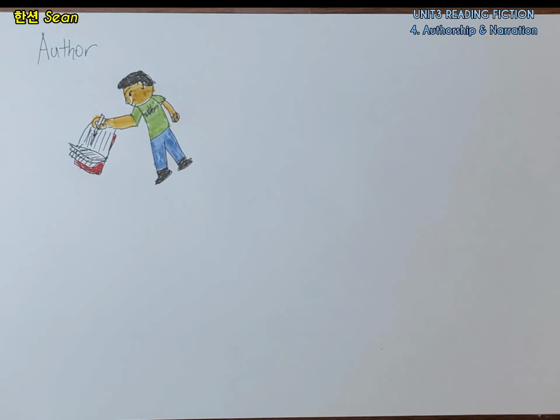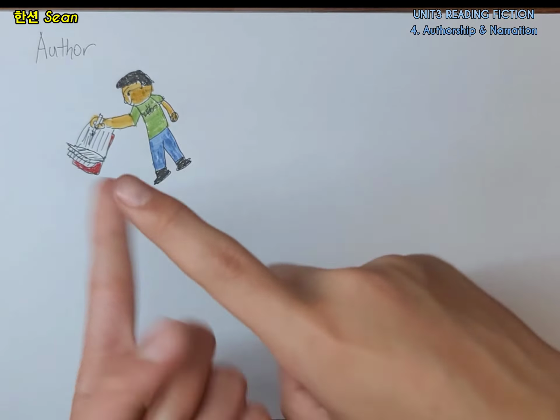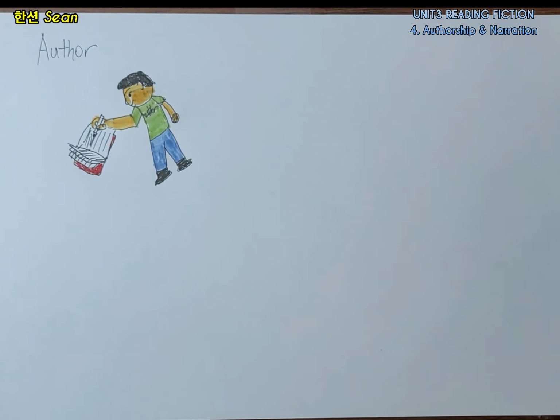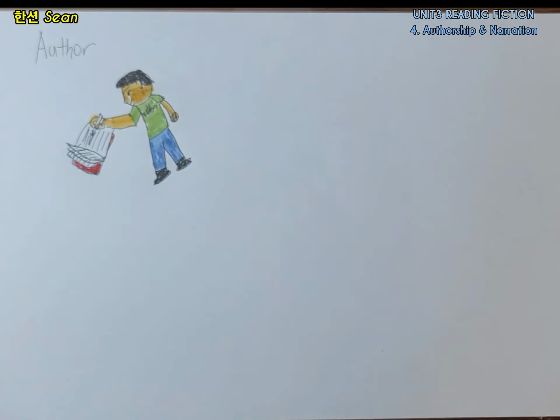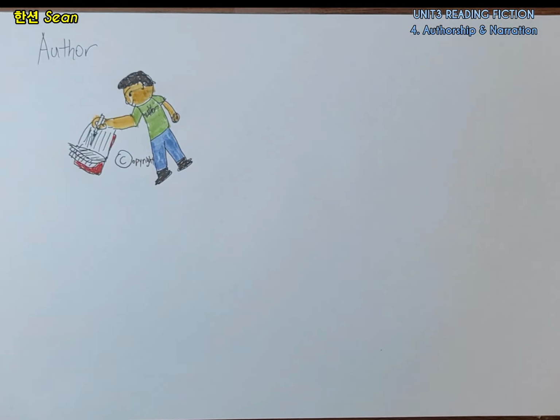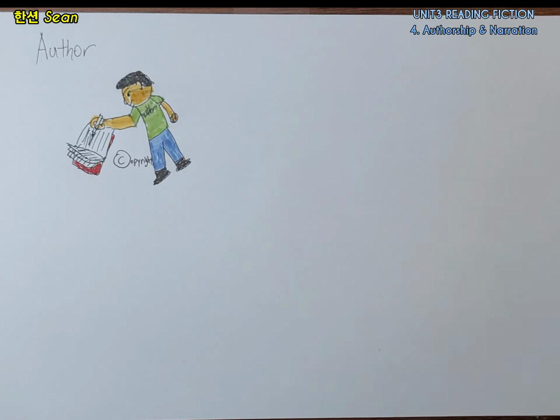So let's get started. What is an author? The author is the person who wrote the book, article, poem, or other kind of work, and it's them you have to pay if you want to buy the book, the manuscript, or the publishing rights.